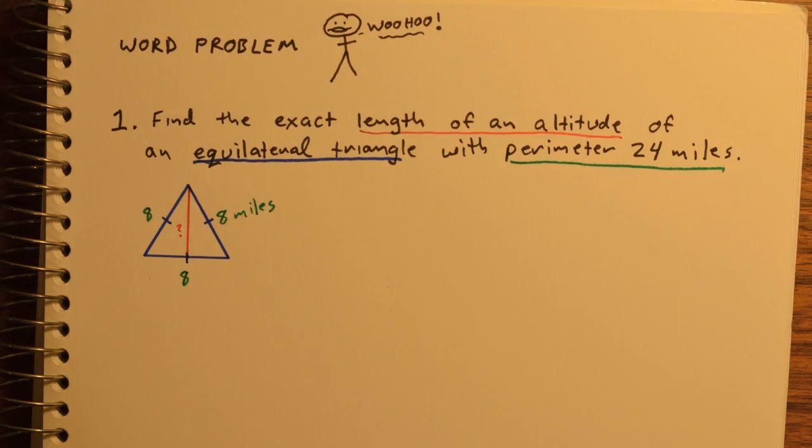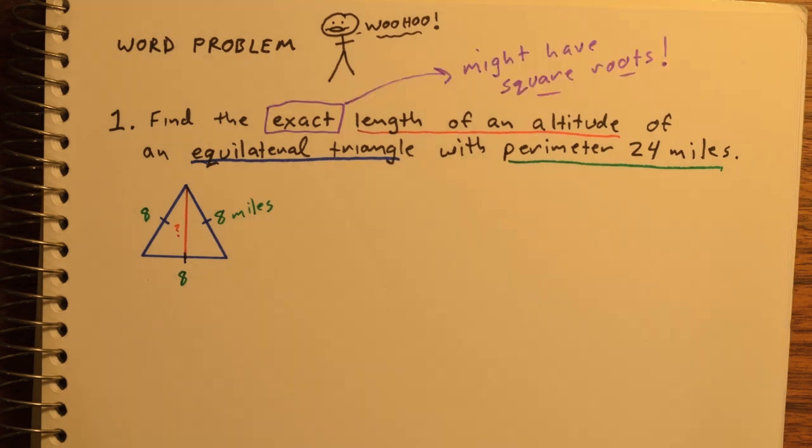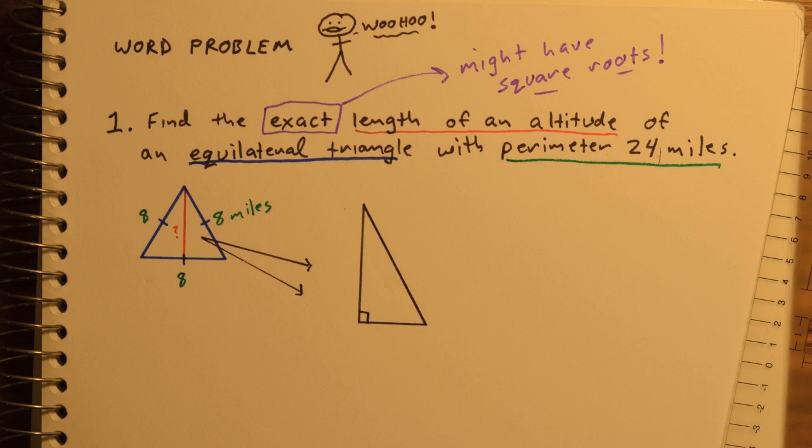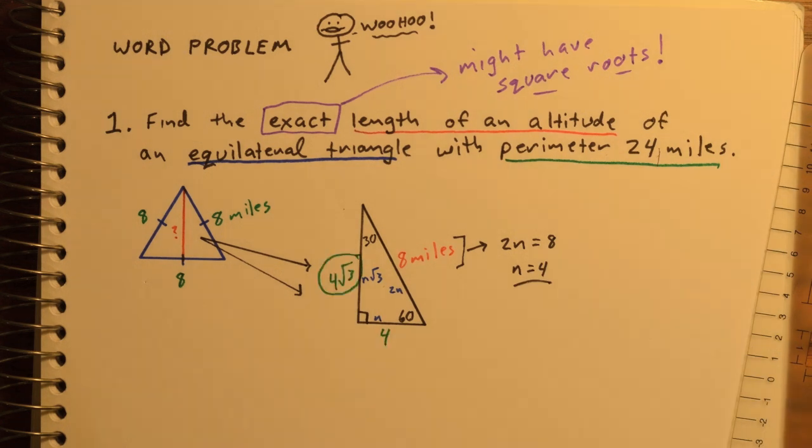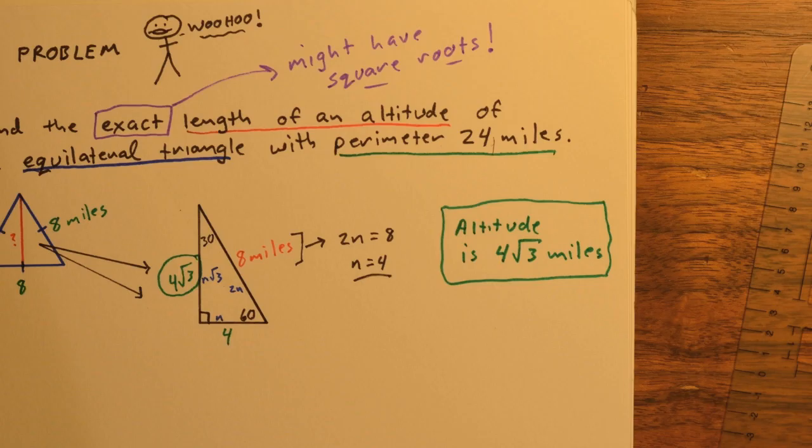By the way, the word exact in this case, whenever you see that word, that's kind of a clue that you might have a square root somewhere in your answer. Not necessarily, but you might. And so, if we just look at the 30-60-90, we know that the hypotenuse is 8 miles long. Therefore, half of the hypotenuse is 4. And so the altitude length is 4 square roots of 3 miles long.